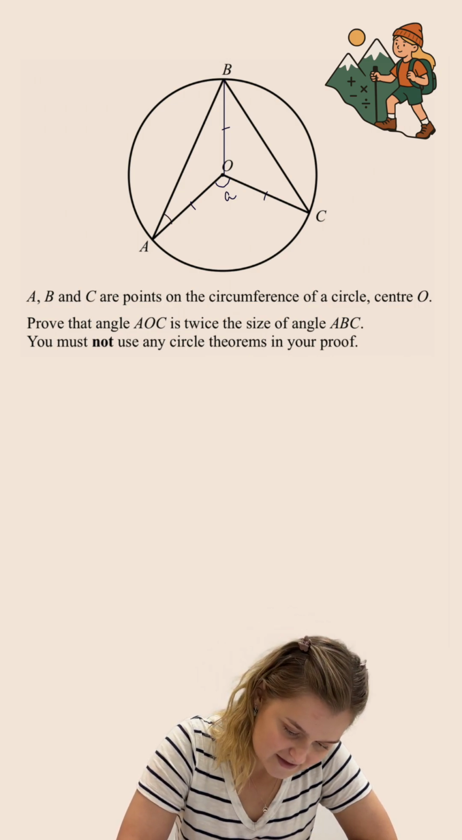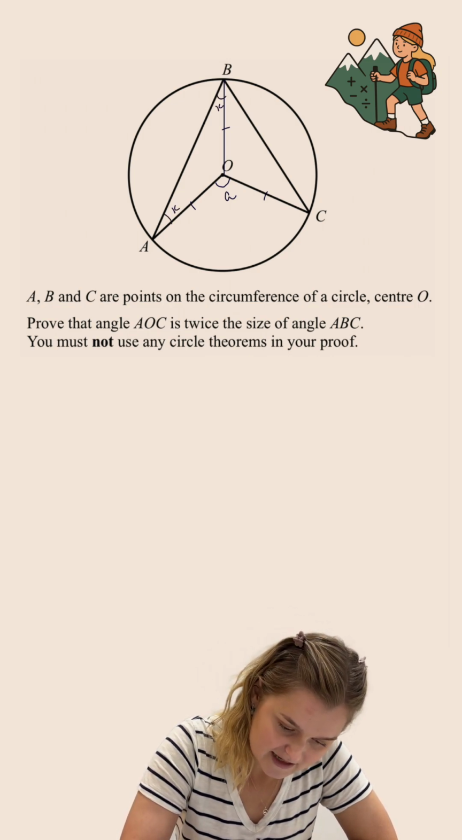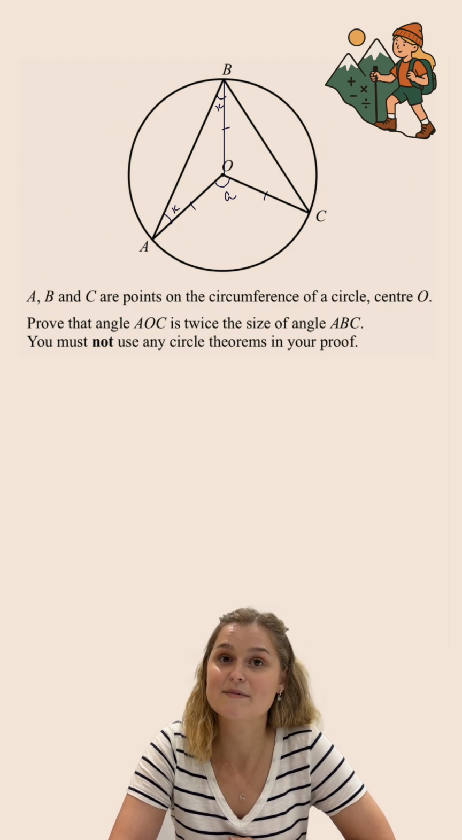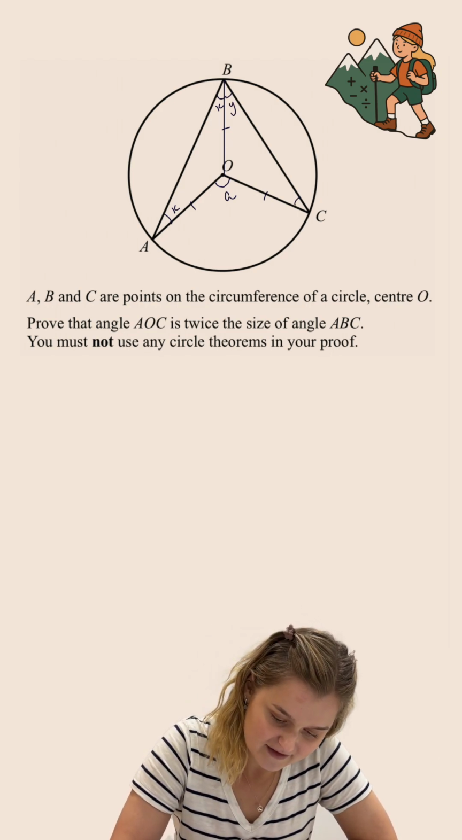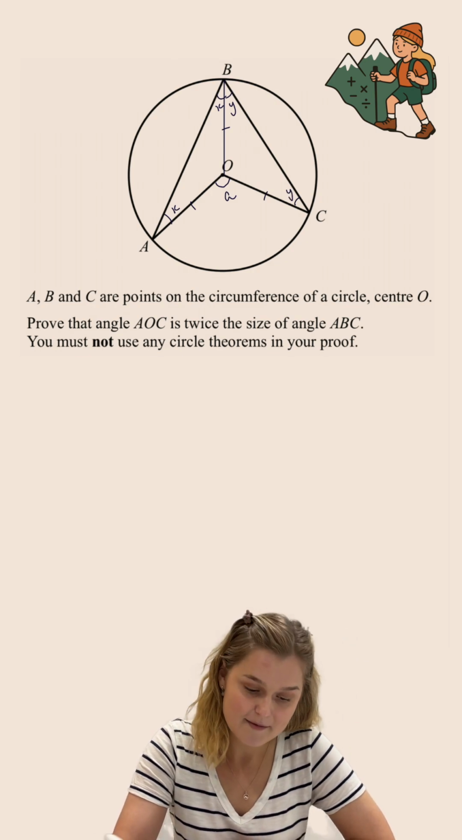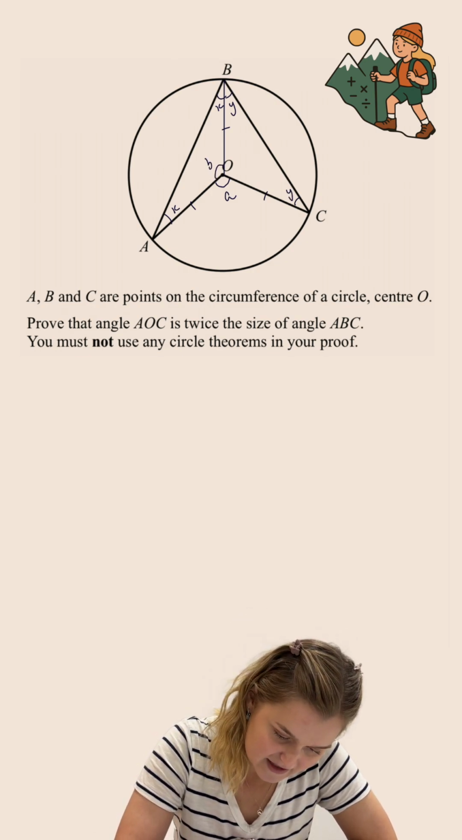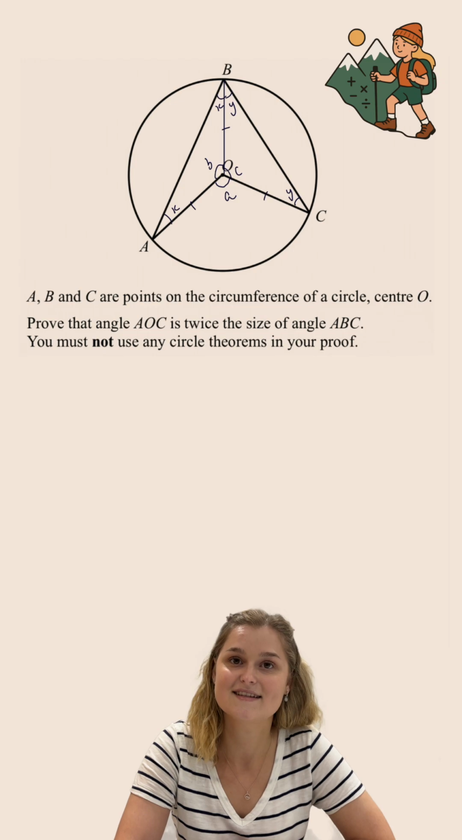I'm going to label this angle as X, and I'm going to label this angle as X, because they must be the same, because they're isosceles triangles, and this is Y, and this is Y. I'm then going to label this angle here as B, and this angle here as C.